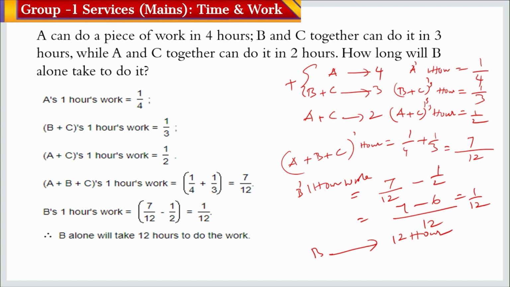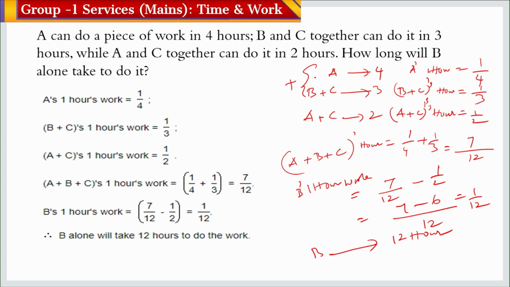A can do the work in 4 hours, means A's 1 hour work is 1/4. B and C can do the work in 3 hours, means B plus C 1 hour work is 1/3. A plus C can do the work in 2 hours, means A and C working together in 1 hour do 1/2. So A plus B plus C means here you have to add these two, that is 1/4 plus 1/3, which is 7/12.